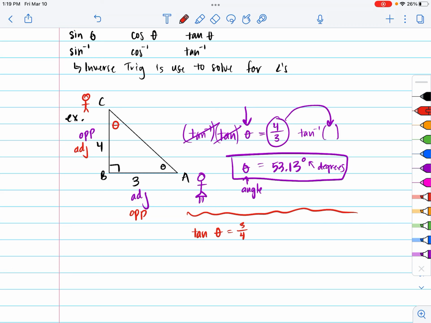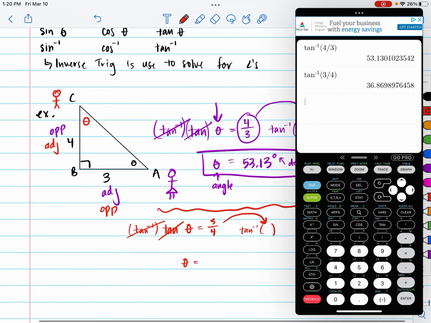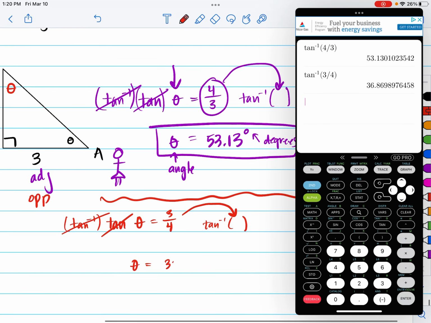And then now we need to solve for theta. To get rid of the tangent, once again, we multiply both sides by inverse tan. Tangent inverse opens up a parentheses, and then I'm going to throw this 3/4 into it. Inverse tan and tan cancel out, and we get theta is equal to, and let's plug this in. Inverse tangent of 3 divided by 4, close the parentheses, is equal to 36.86, which rounds up to 36.87 degrees.